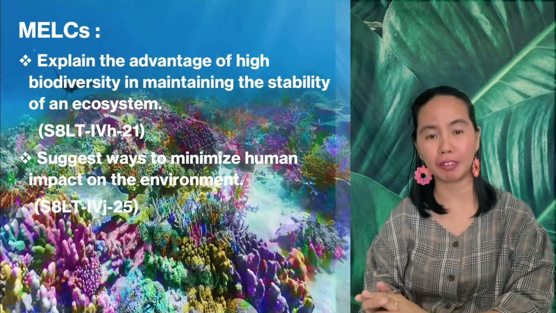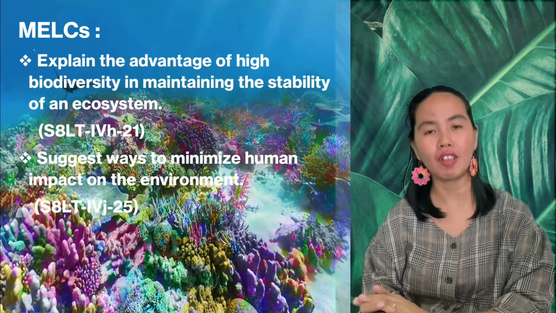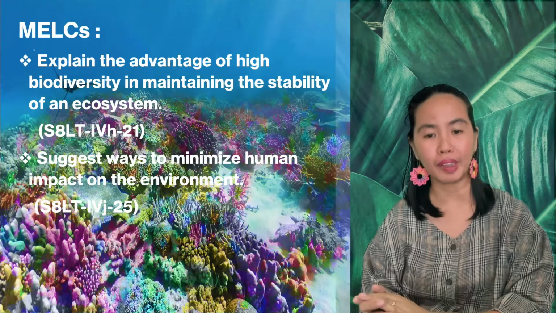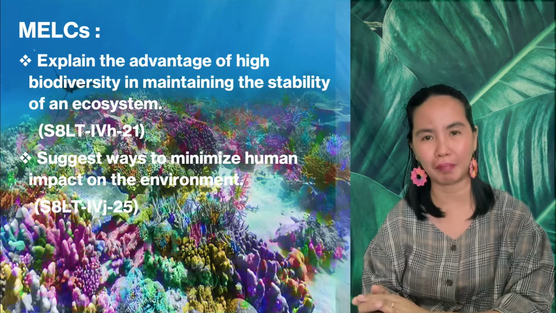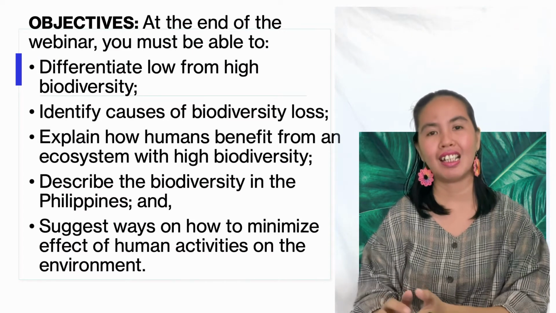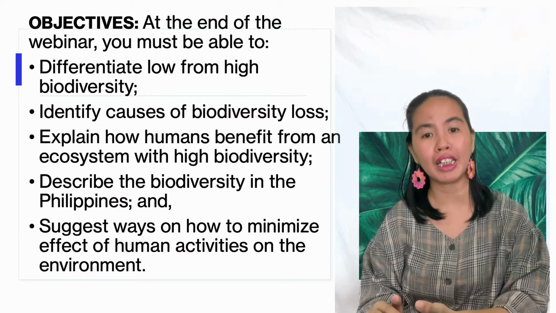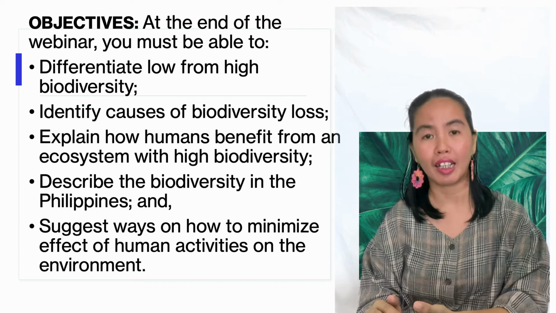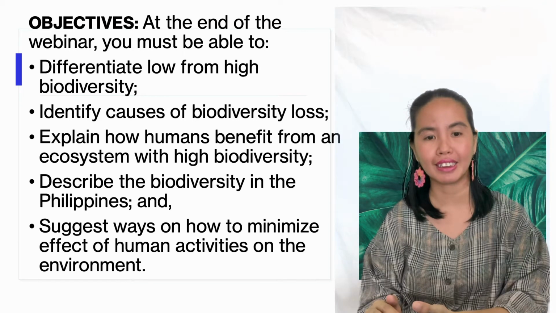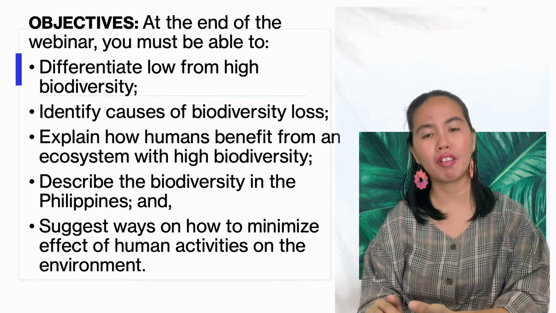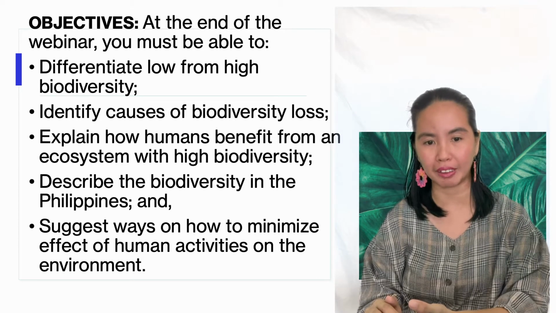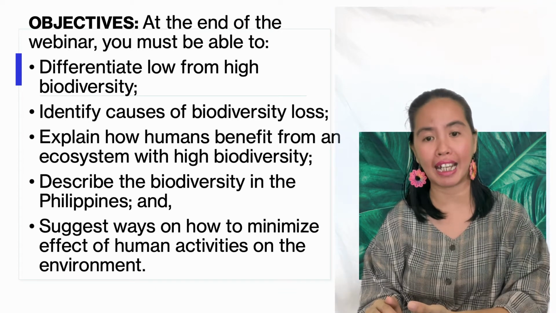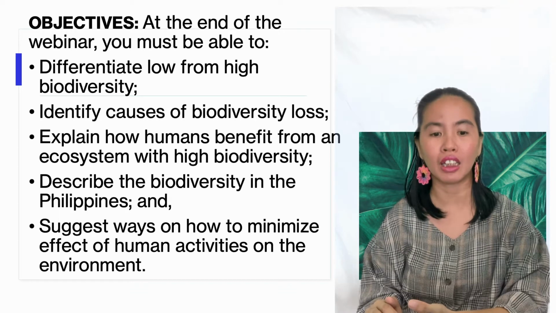Our most essential learning competencies are to explain the advantage of high biodiversity in maintaining the stability of an ecosystem, and suggest ways to minimize human impact on the environment. Our objectives at the end of the webinar: you must be able to differentiate low from high biodiversity, identify causes of biodiversity loss, explain how humans benefit from an ecosystem with high biodiversity, describe the biodiversity in the Philippines, and suggest ways on how to minimize the effect of human activities on the environment.